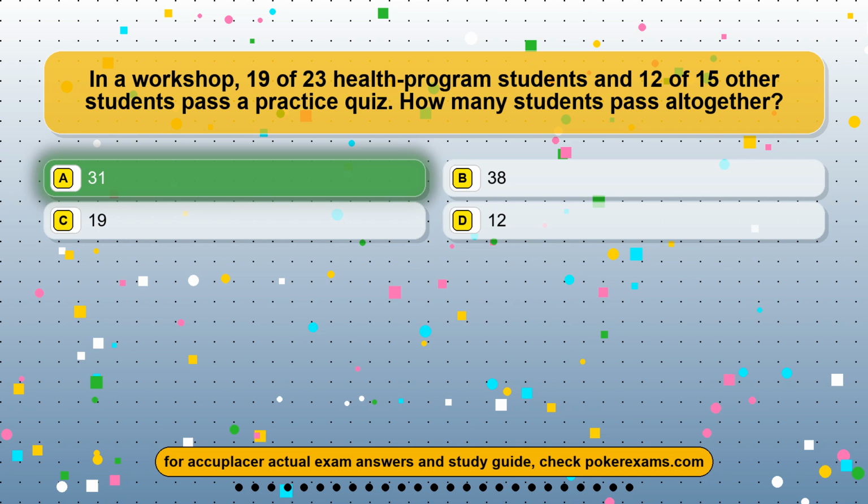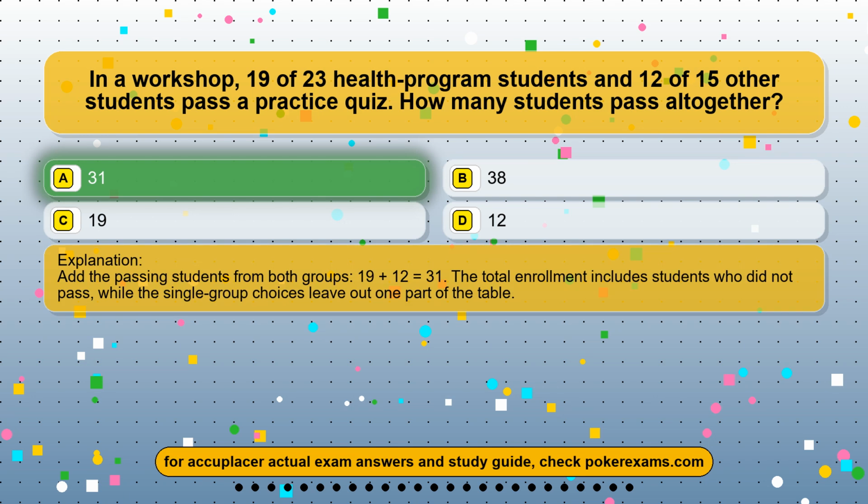The correct answer is option A, 31. Add the passing students from both groups, 19 plus 12 equals 31. The total enrollment includes students who did not pass, while the single minus group choices leave out one part of the table.